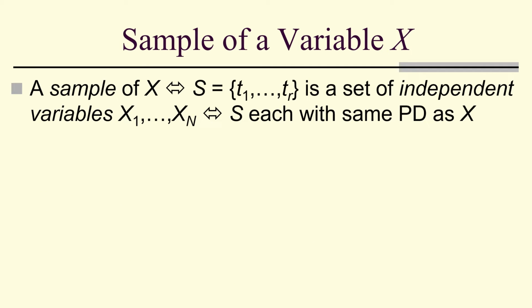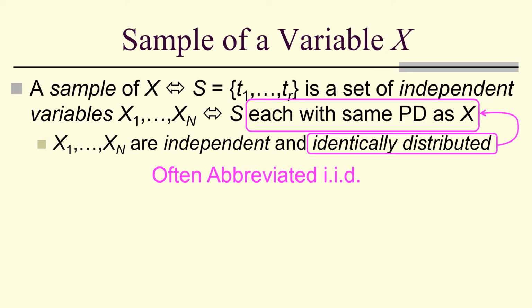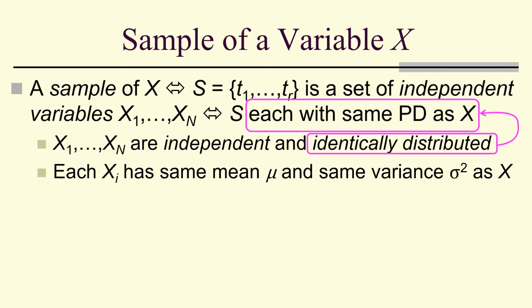So that leads us to the definition of a sample of a variable X associated with S. It's a set of independent variables, X1 to Xn, each with the same probability distribution as X. We say that these X1 to Xn are independent and identically distributed, often abbreviated IID. Each Xi has the same mean, mu, and variance, sigma squared, as X. The standard deviation of X is defined to be the square root of the variance.